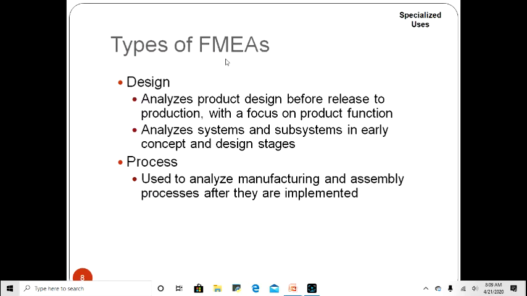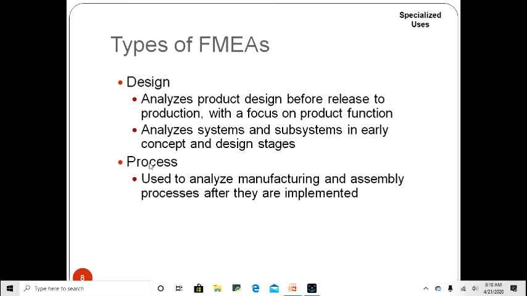And what are the types? There are two types where you can use this FMEA. The one is at the design stage and one is at the process stage. So design stage is that it will analyze the product design before release to production. That is before the process or the production starts, you look and analyze the design. So that is the design stage. And analyze system and subsystems in early concepts and design stages. So what are the systems involved, subsystems in early concept and design. So before going into the process, you look at the design stage itself and you analyze what are the risks associated. That is one type where you apply a design.